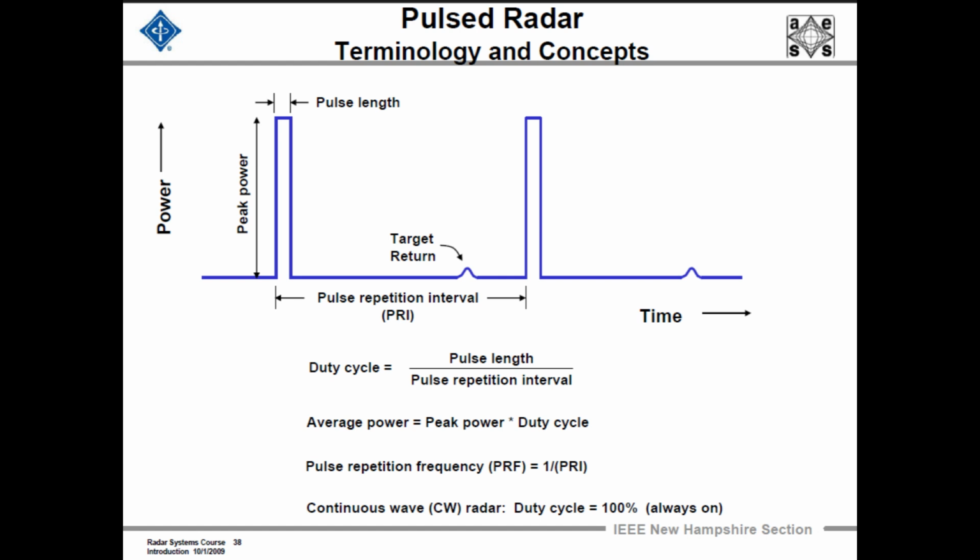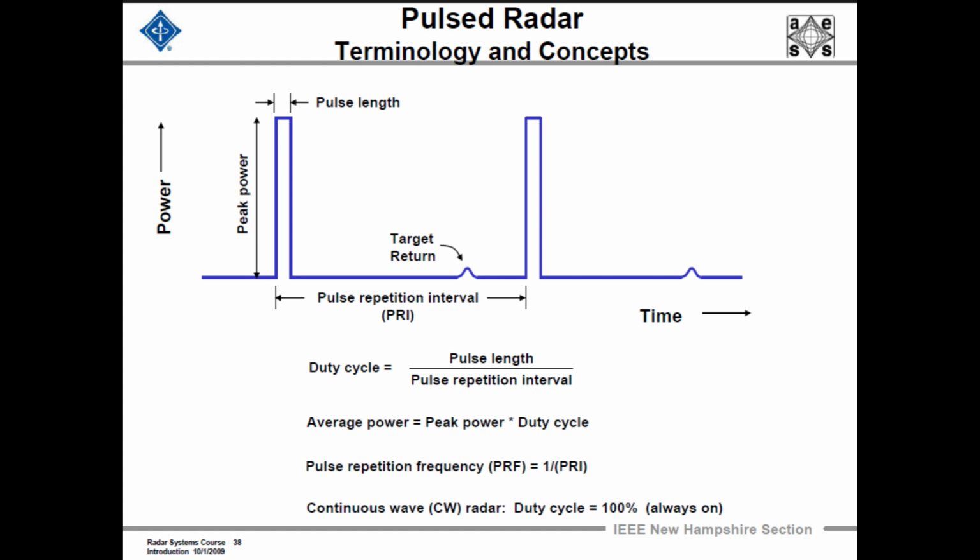The duty cycle measures, on average, how long the radar is transmitting versus how long it's off. It's calculated as the pulse width divided by the pulse repetition interval. The duty cycle tells us the fraction of time the transmitter is active. The average power is calculated as the peak power multiplied by the duty cycle. Another key term is the pulse repetition frequency, PRF, which is the inverse of the pulse repetition interval.